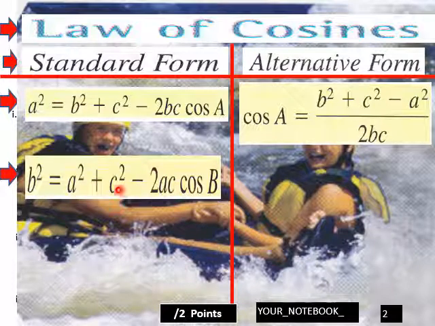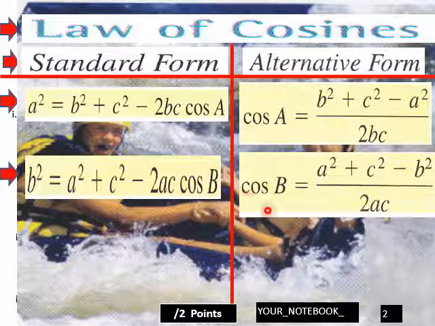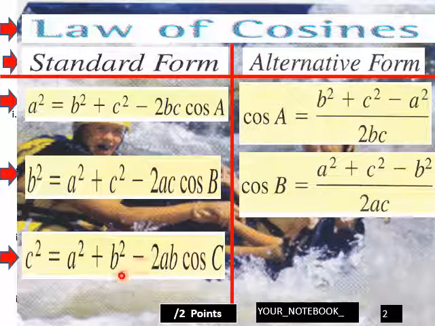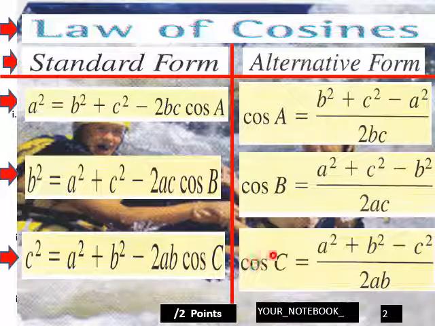And then b squared, again, you have a squared plus c squared minus 2ac cosine B. So we're using cosine here. And then take the cosine of B, you'd have a squared plus c squared minus b squared over 2ac. And then c squared would equal a squared plus b squared minus 2ab cosine C. And then we do that again over here: the cosine of angle C would equal a squared plus b squared minus c squared all over 2ab. So this would be your law of cosines.